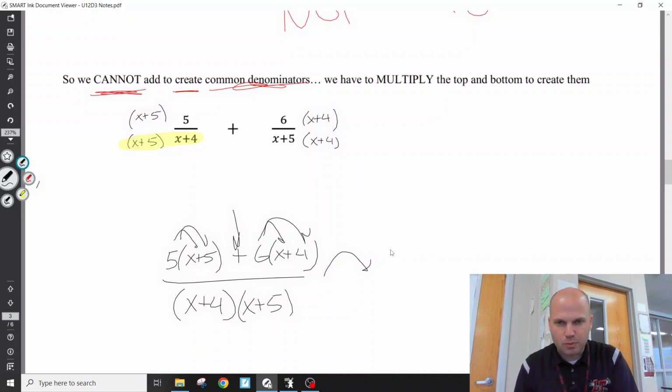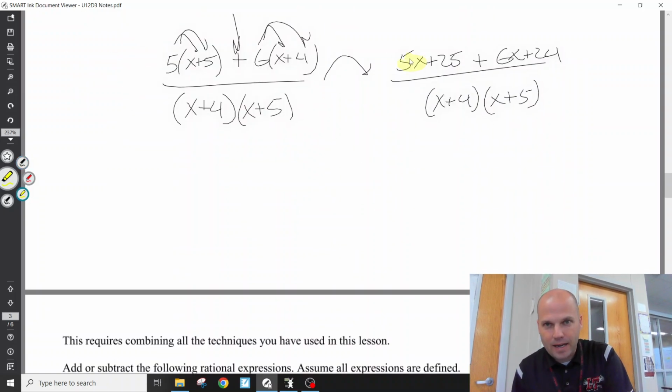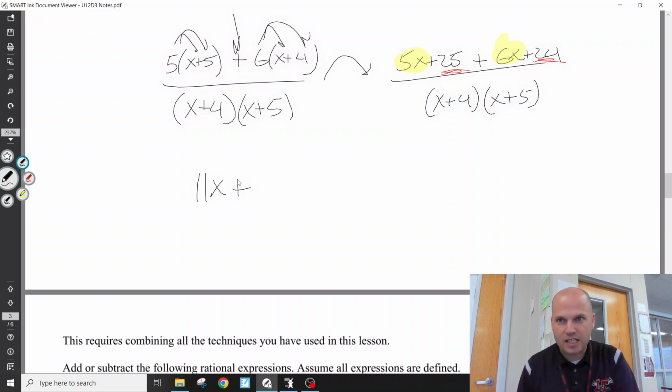So let's start with 5 times x plus 5. This is 5x plus 25. And let's do 6 times x plus 4. That's 6x plus 24. Now, that I multiplied out, but I don't want to multiply this out because this is perfect. This is just like a product. Now, I will combine my like terms. So I get one factor, this 11x plus 49. Keep that, that's one thing, and that's divided by x plus 4 times x plus 5.